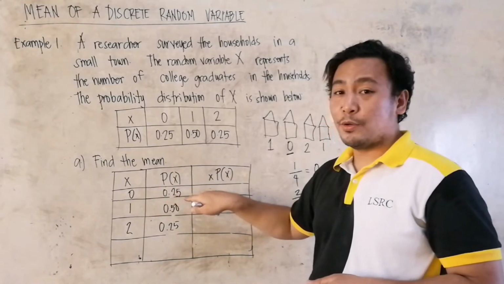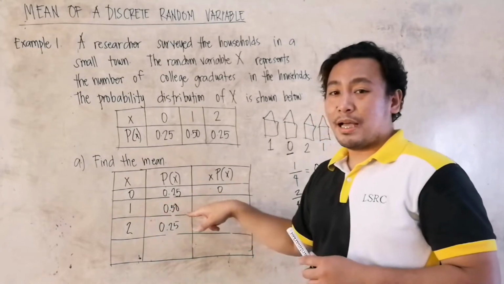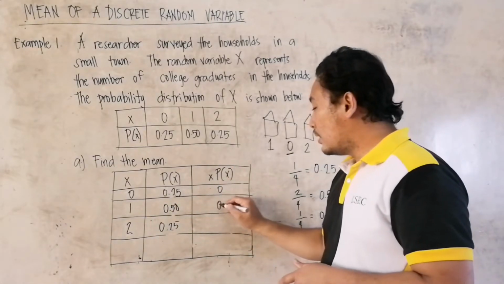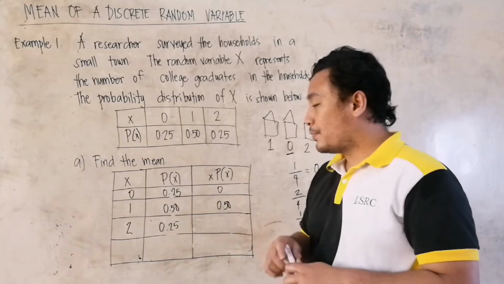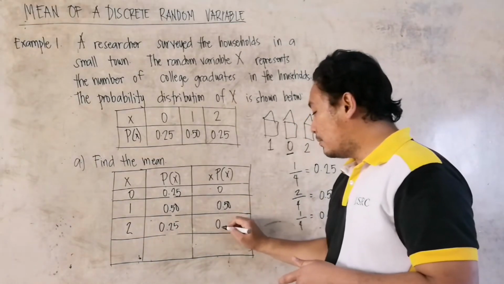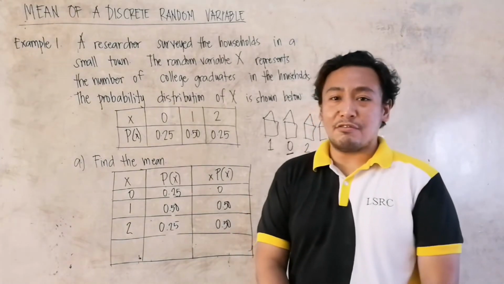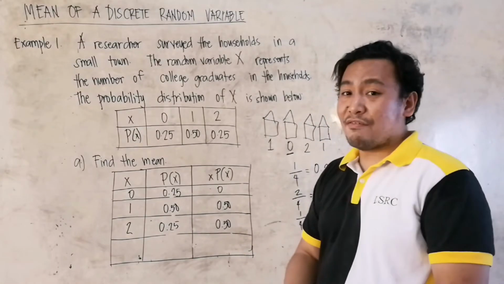0 multiplied by 0.25 is equal to 0. 1 multiplied by 0.50 is equal to 0.50. 2 multiplied by 0.25 is equal to 0.50. So how are we going to solve for the expected value or for the mean or for the average?